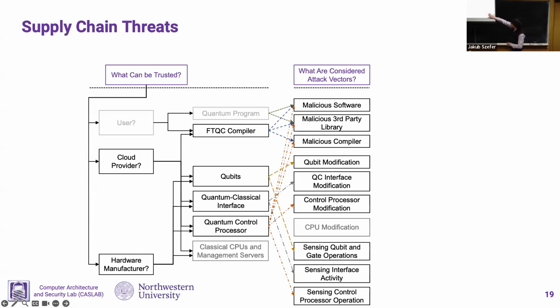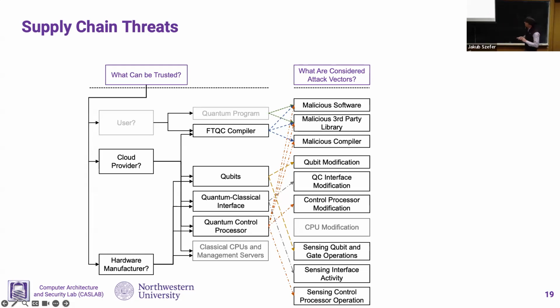So again, we can ignore the users and the quantum programs, but for example, if you have a malicious compiler, it can directly modify the software, or the quantum circuits here, or modify some libraries. If you have qubit modification, the qubits could be modified, or the gate operations could be modified. So given some of the hardware is untrusted, these are all the possible attack vectors.